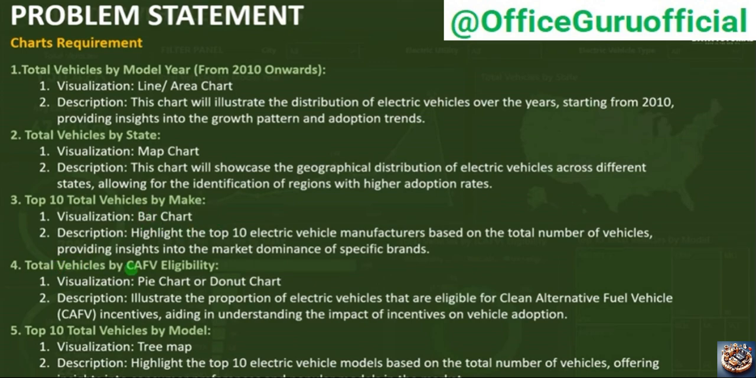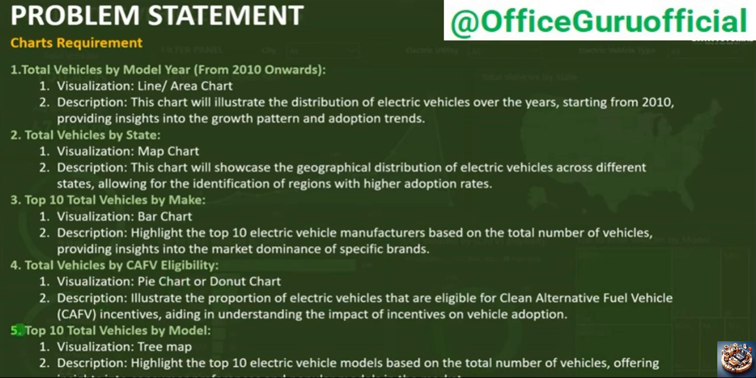Then total vehicles by CAFE, that is, clean alternative fuel vehicles, right? This particular term is derived from government bodies, and based on that we are going to see some visualization. It can be done either by a pie chart or a donut chart, so it depends on us.